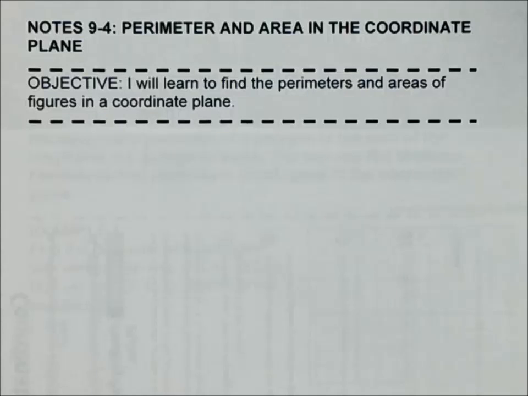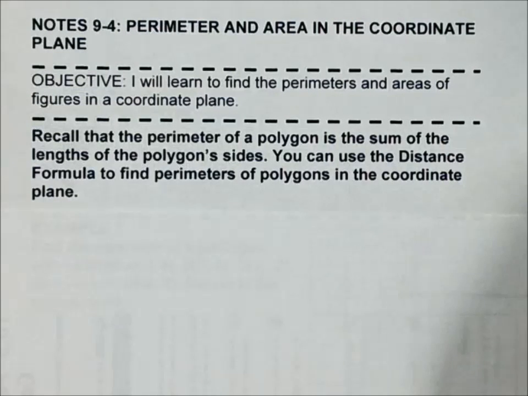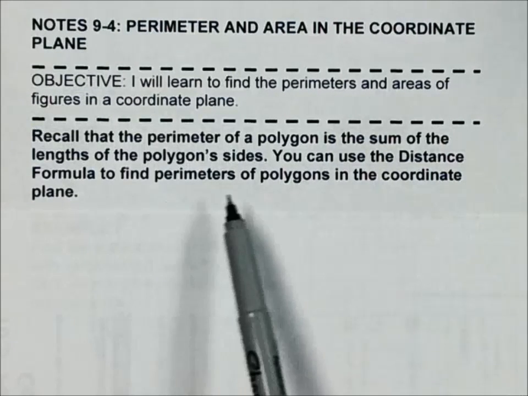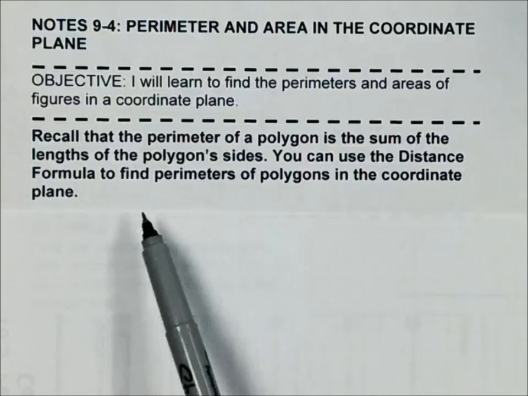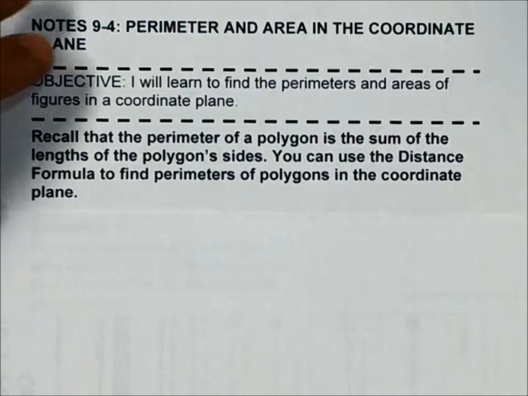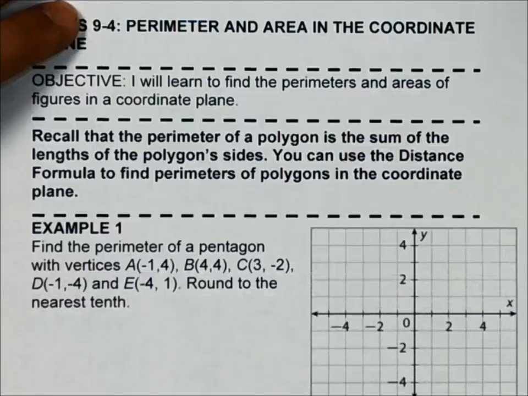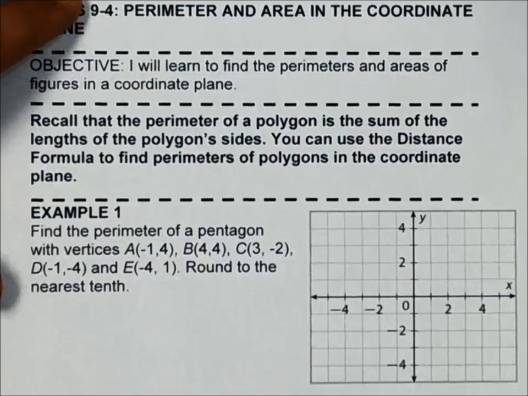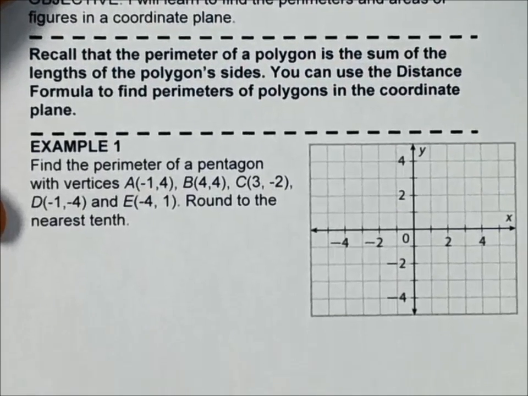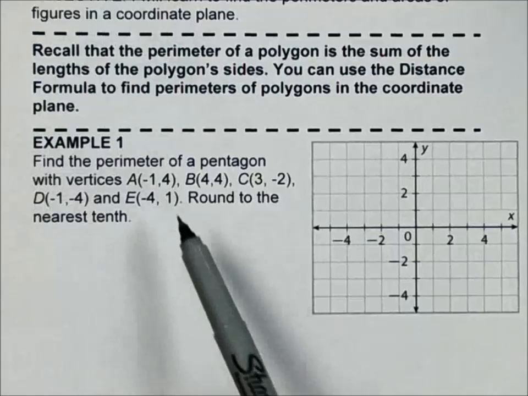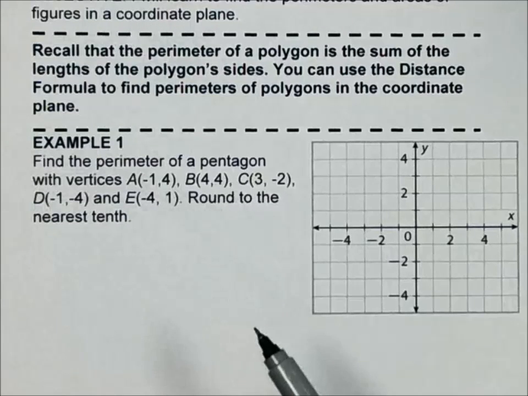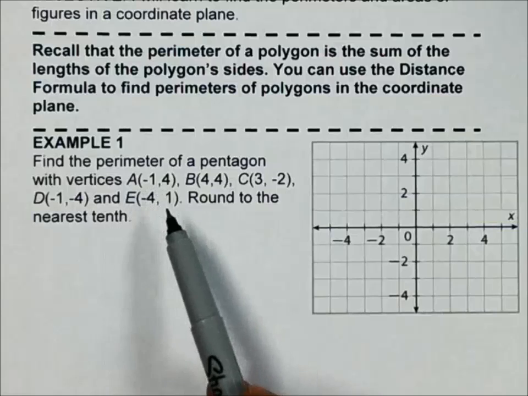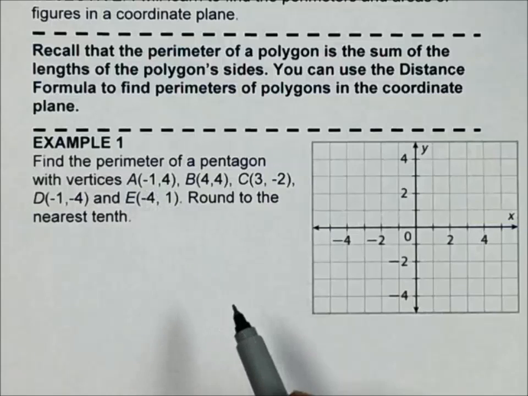Alright, today we're going to continue our talk about perimeter and area, but we're going to focus on the coordinate plane. Recall that the perimeter of a polygon is the sum of the lengths of the polygon's sides, and we can use the distance formula to find the perimeter of polygons in the coordinate plane. So, our first example, we're going to take these points, A, B, C, D, and E, and use them to find the perimeter of this pentagon.